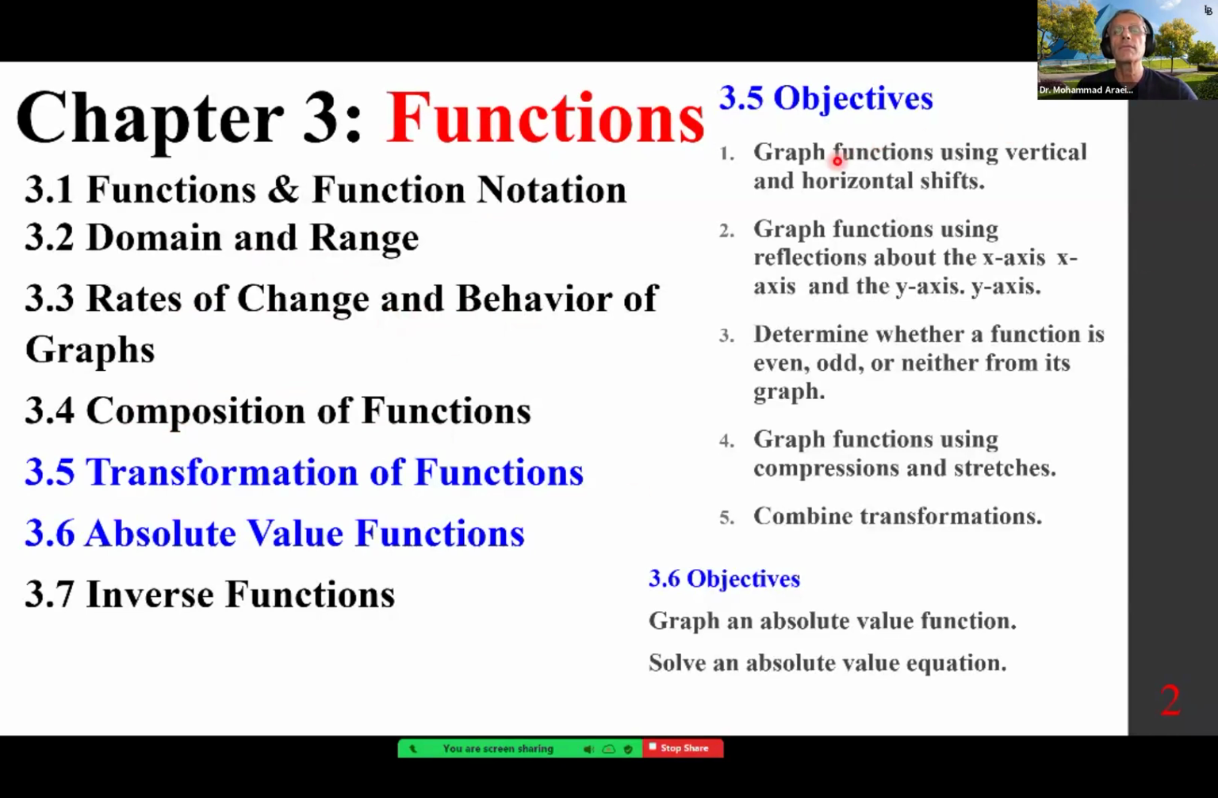Here are the objectives. Graph functions using vertical and horizontal shifts. Graph functions using reflection about the x-axis and the y-axis. Determine whether a function is even, odd, or neither from its graph. Graph functions using compression and stretches. Combine transformations. Also, graph absolute value functions and solve an absolute value equation.